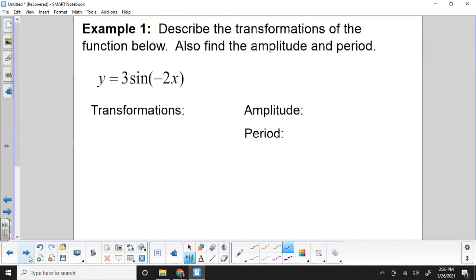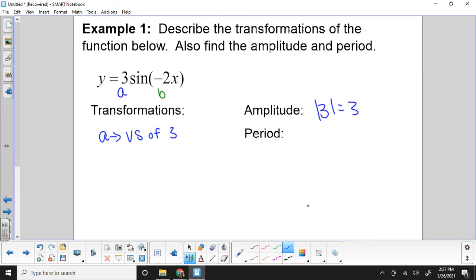Let's jump into a couple examples to help you better understand this. In this graph, I have an A value of 3 and a B value of -2. The A value of 3 is going to represent a vertical stretch of 3. It tells us that the amplitude is 3.